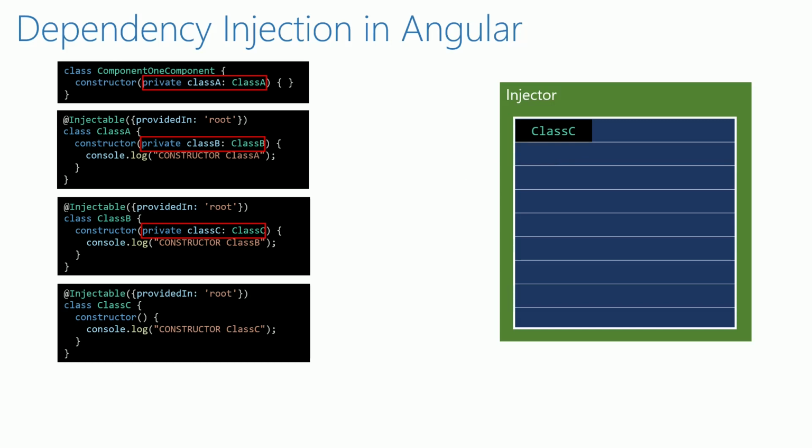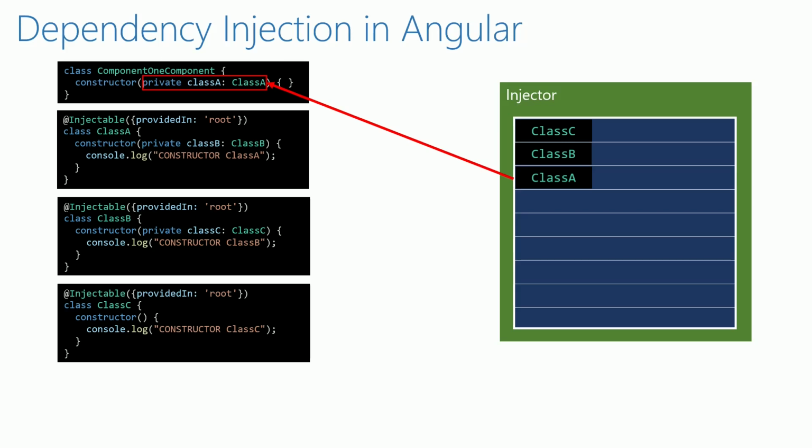The injector can now create class B object by calling its constructor, passing class C from registry as parameter, and stores class B in the registry. Next, the injector can create class A object by calling its constructor and stores class A in the registry. Now that class A object is created, the constructor of component1 class gets executed. The class A reference within the constructor will now have a valid object and the functions work as expected.